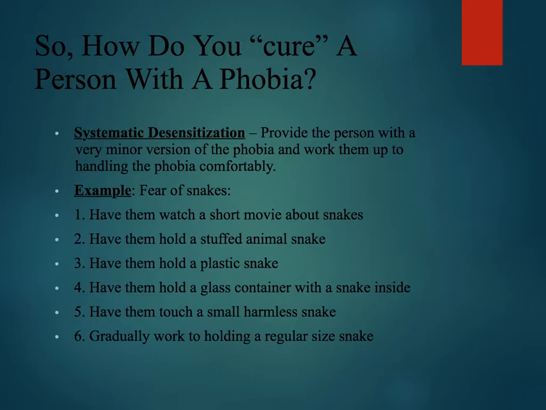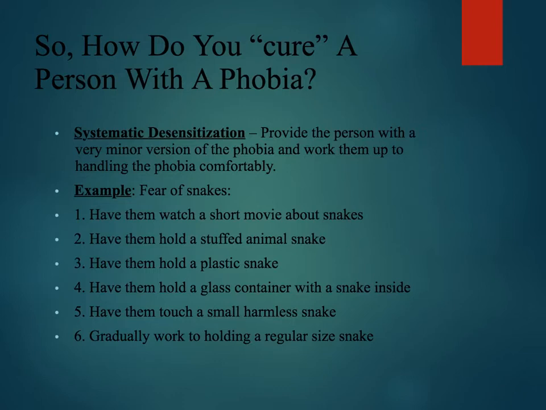So how do you cure a person with a phobia? This will be discussed more in treatment, but one of the techniques is called systematic desensitization, also known as exposure therapy. Systematic desensitization provides the person with a very minor version of the phobia and works them up to handling the phobia comfortably.